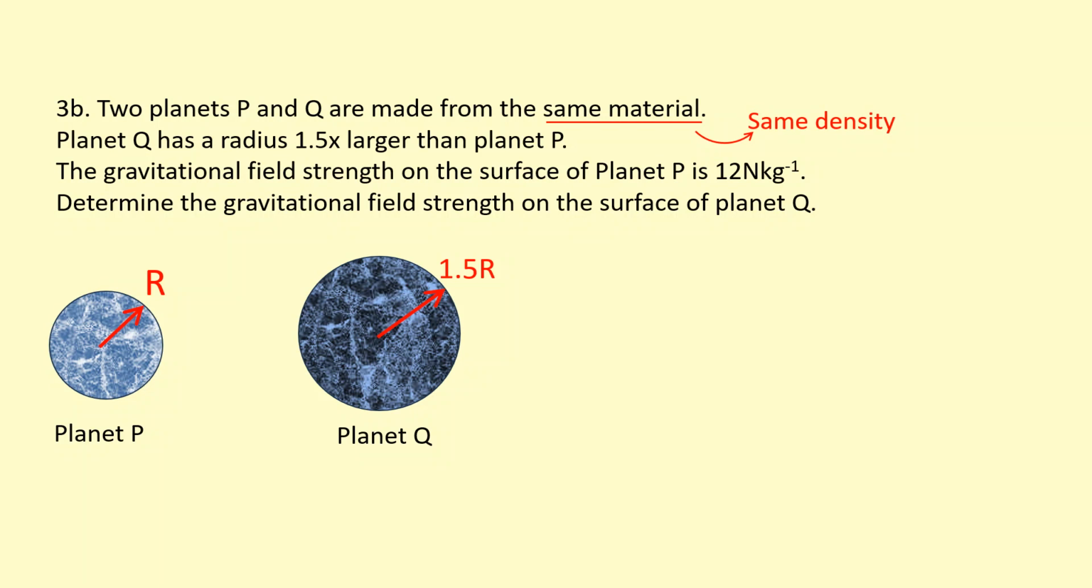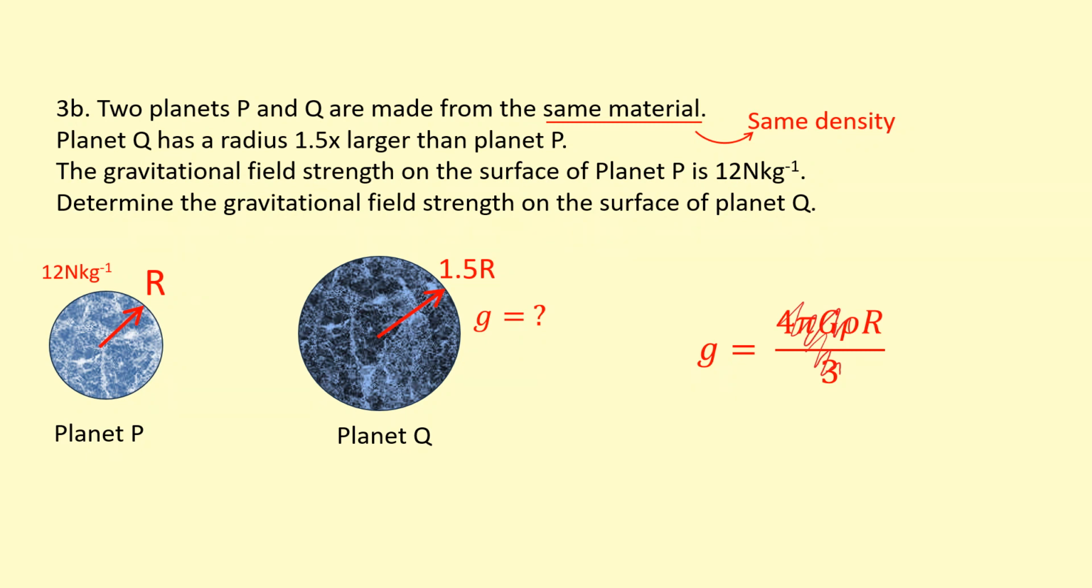The gravitational field strength on the surface of planet P is 12 newtons per kilogram, and we need to figure out the gravitational field strength on the surface of planet Q. We could use this equation, except we don't really know what's going on with mass. It's actually just quicker to use the equation that we just derived a minute ago, which has density in it. In this equation, we can just ignore all of these numbers here, 4 pi G, density, 3, because they're all constant, they're not changing between the two planets here.